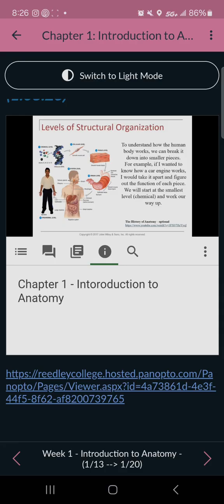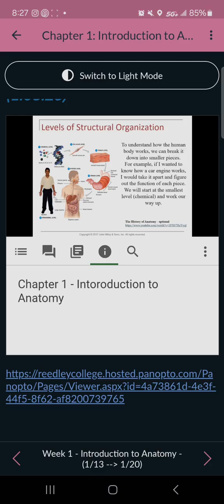Levels of structural organization. The levels of organization of a language would be letters that make up words, groups of words make sentences, many sentences make paragraphs, and so on. This can be compared to the levels of organization of the human body. Our exploration of the human body will extend from atoms and molecules all the way to the whole person, from the smallest to the largest. Six levels of organization will help us understand anatomy and physiology: the chemical, cellular, tissue, organ, system, and organismal levels of organization.